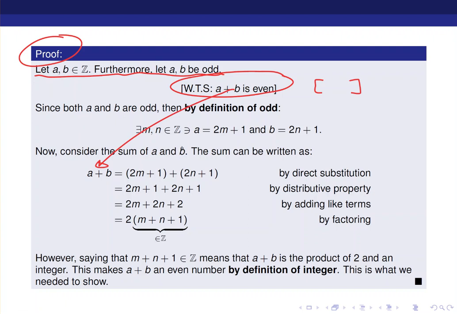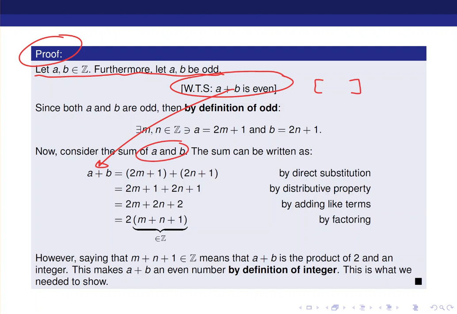This is why I said, consider the sum of a plus b. In other terms, I told the reader, hey, give me your attention and focus on the quantity a plus b now. Let's try to manipulate this and see what could be done about it.